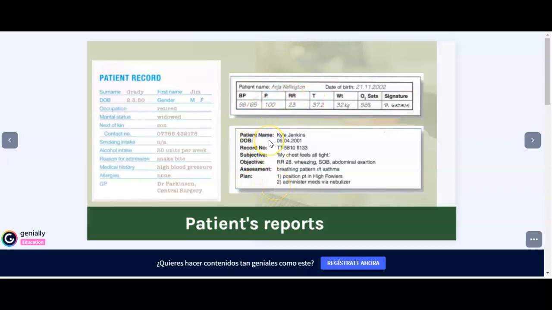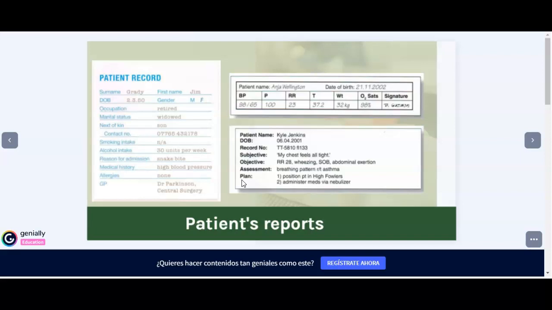Again, we have the patient name, obviously, his or her date of birth. In this case, I think Kyle is a boy. And then we have a record number, okay? This is a control that normally hospitals have. And then observe, we have this subjective, objective, assessment, and plan. What is this? This is a SOAP report. What is this? These are documents that nurses use to record information about a patient.